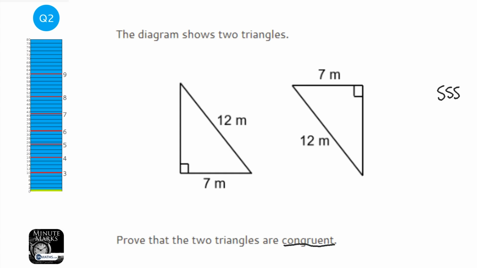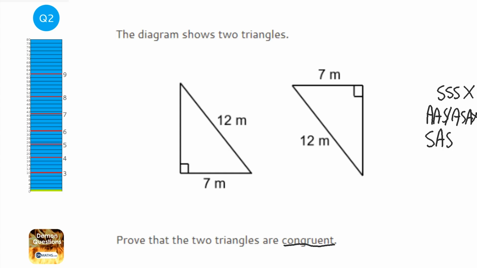Theoretically, we could work out the other side by using Pythagoras' theorem, but we don't actually have to do that. So you could use side, side, side by using Pythagoras, working out the third side, and then working from there. The other one is AAS, or ASA, which is angle, angle, side. We're only given one angle, which is the 90 degrees, so we're not going to be using that one. The other one is side, angle, side.